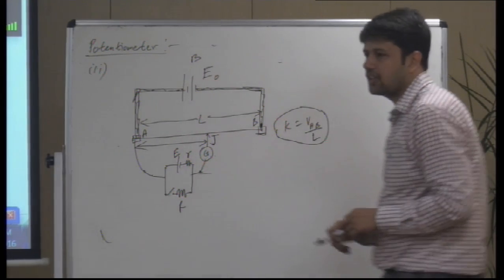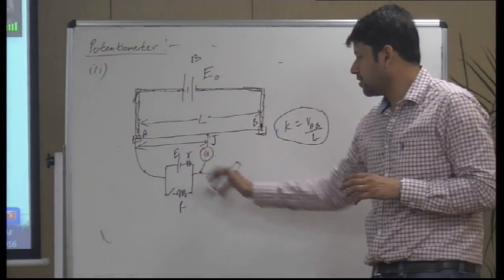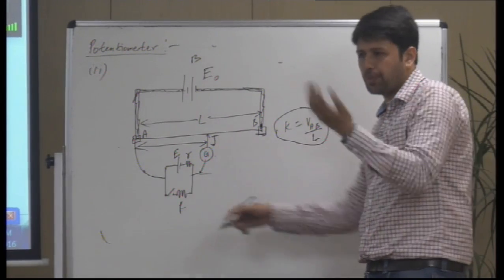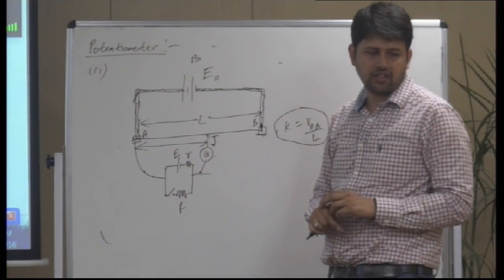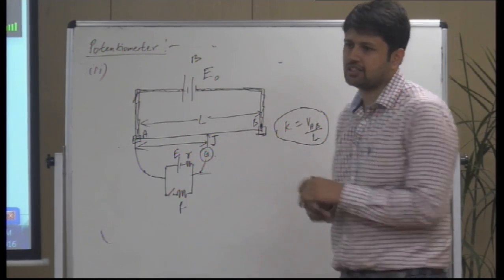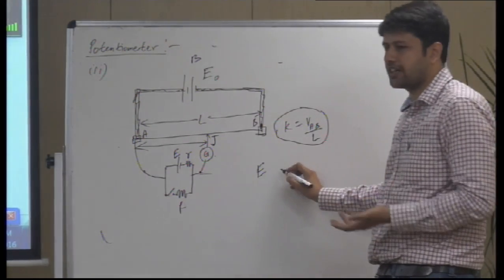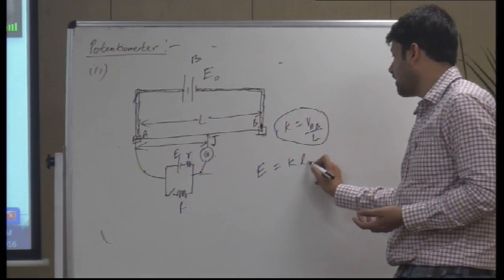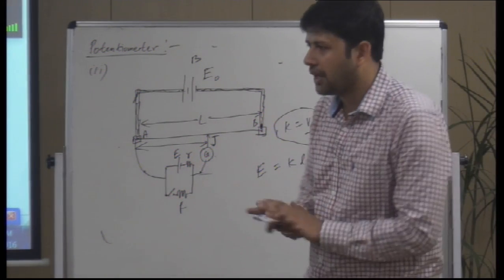Okay, what initially was done? The external resistance was opened actually. This circuit was open. Only EMF was connected. We had to find the balance length, okay, for E only. In the first iteration, let's say the balance length is L1, so E equals K L1.